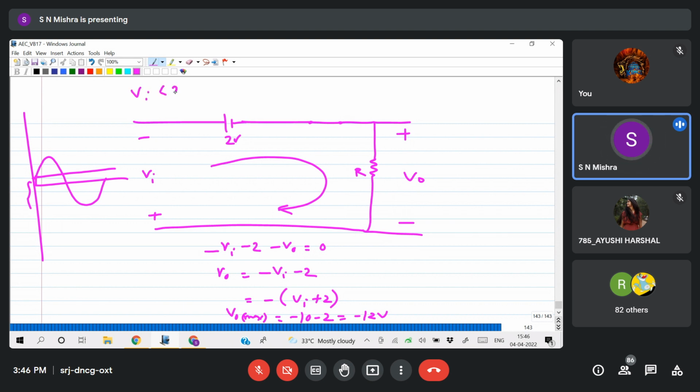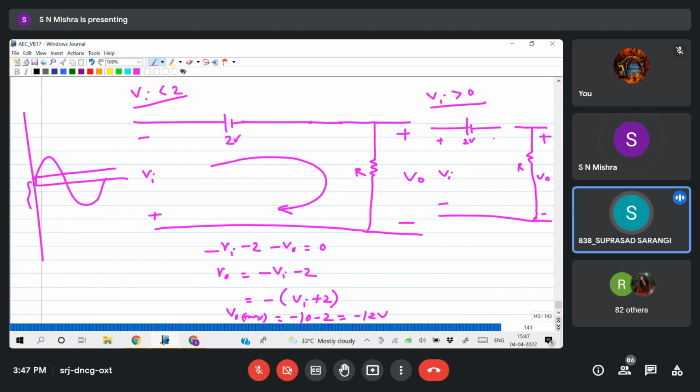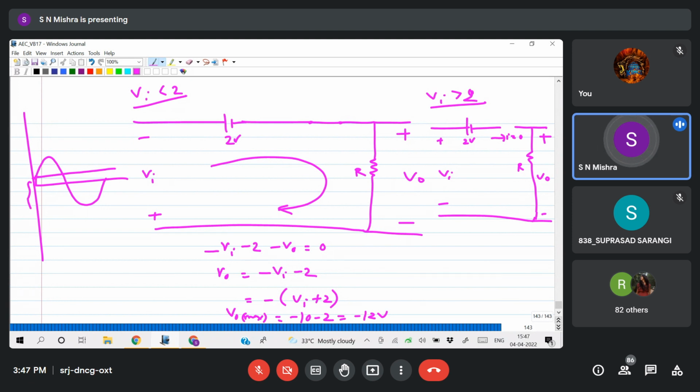Vi less than 2. Vi greater than 2, open circuit. So the voltage remains the same. When it is open, then resistor, then plus minus V naught R minus plus Vi. Sir, Vi will be greater than 2, no? Not 0. Greater than 2. Then current is 0. What is your condition? Output voltage will be 0. Yes, sir.